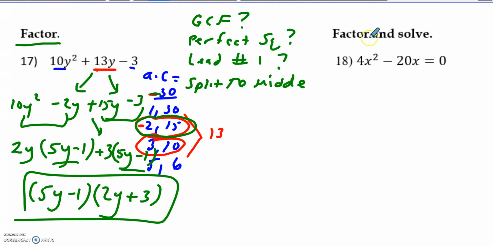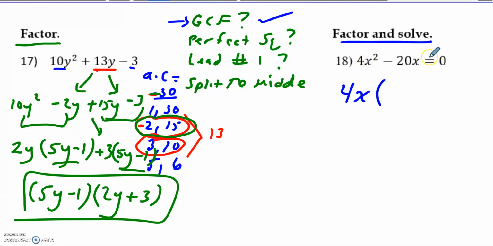Number 18, however, does say factor and solve, and because it is equal to 0, I eventually do want x equals a number. Now, if we look at our factoring list, let's always start at the beginning, shall we? If I look at this, do I have a GCF? I do. Let's start there. If I look at these 2 terms, I can take out a 4, and I can take out an x.